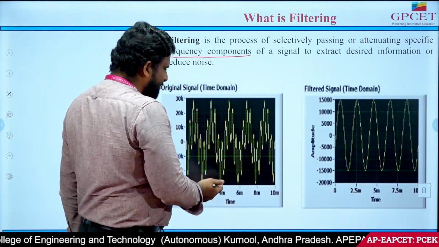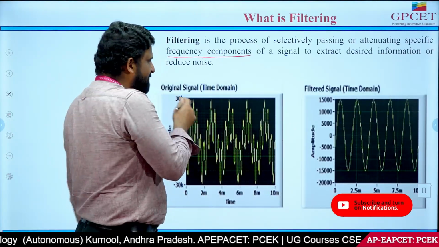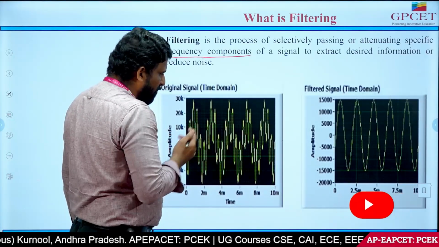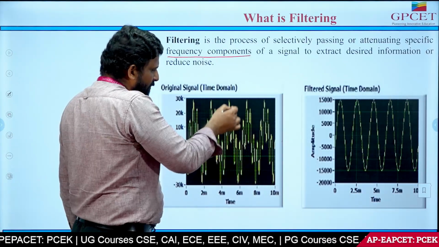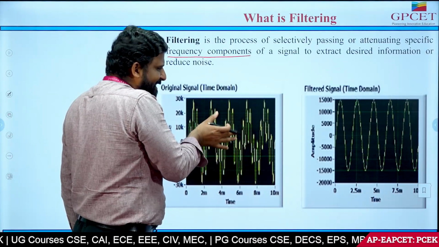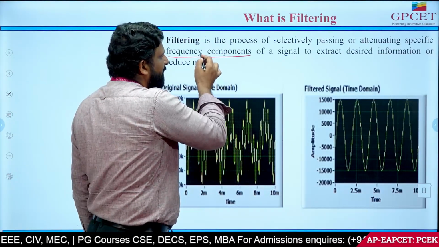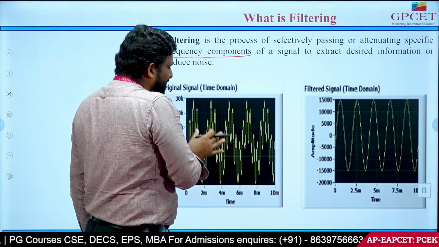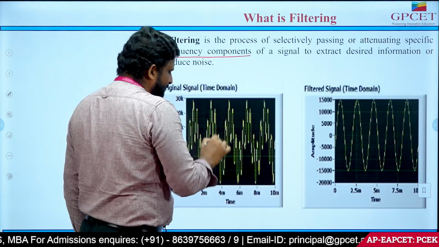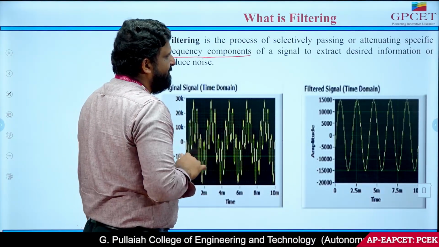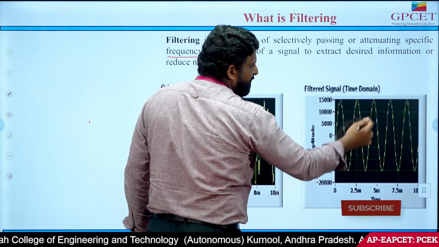For example, just observe this particular graph. This is the original signal in the time domain, which is affected with some noise, and you can see the spikes, which means this signal is affected with noise. To remove this noise, we need to select those particular frequency components and attenuate them. After selecting and attenuating those components, the exact desired information will be obtained.